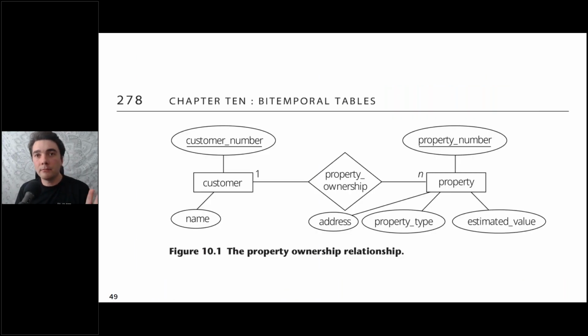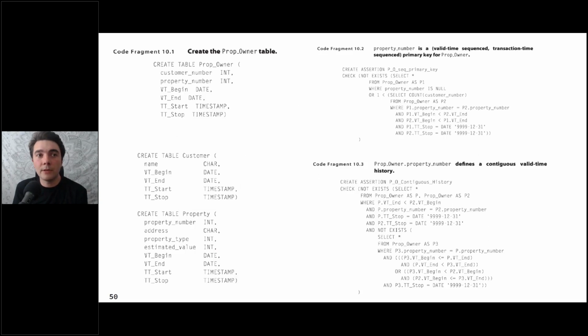So again, this is the data model. We've got customers, properties, and property ownership. And we see, first of all, that we define in SQL 3 tables. So we can see start and end dates for valid time and transaction time, as he calls it, or system time, in all 3 tables. And then some extra fields on those tables, of course, to model the actual data. So yeah, he's not using any built-in features of SQL. This is just all in user space.